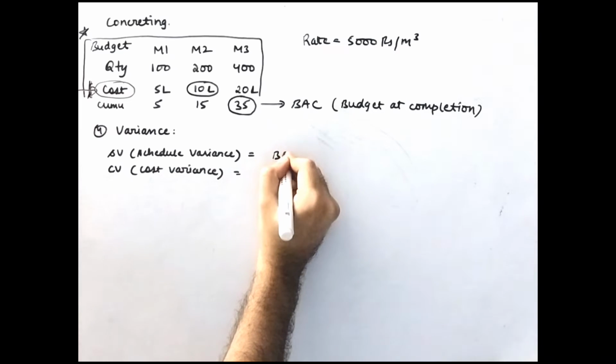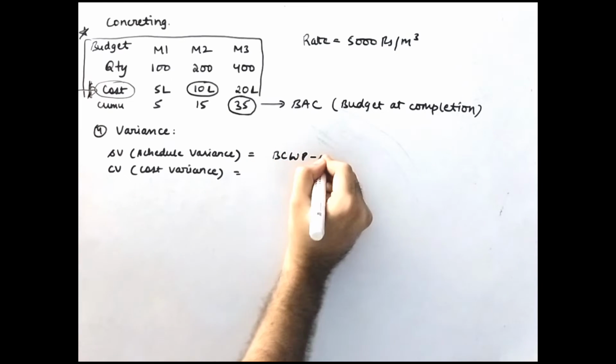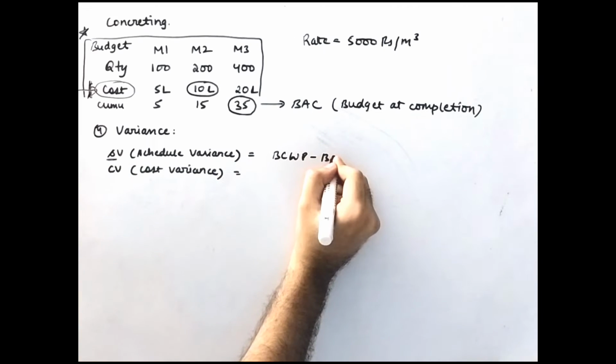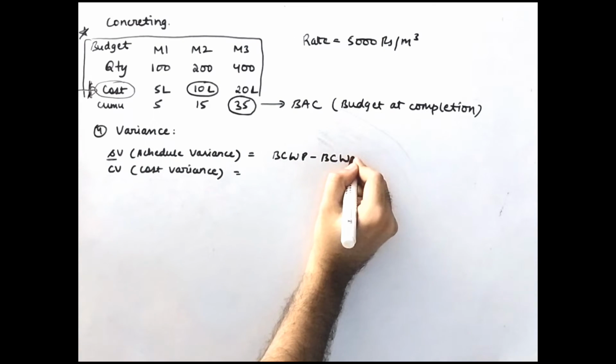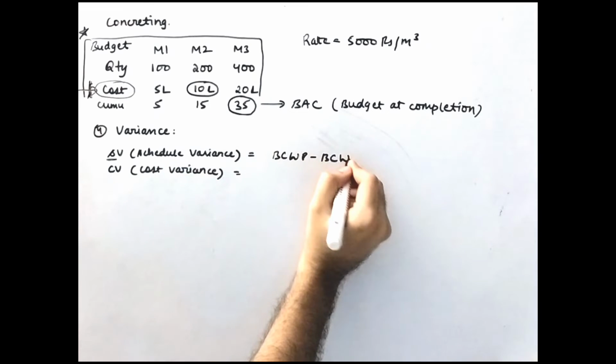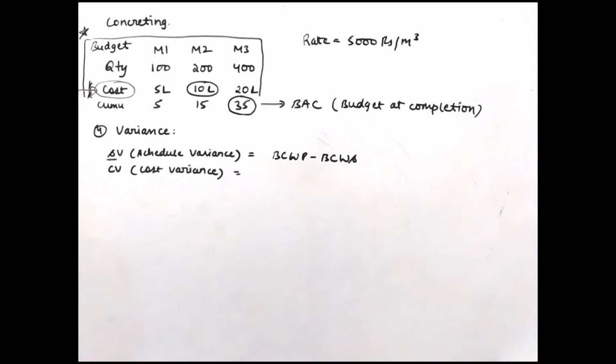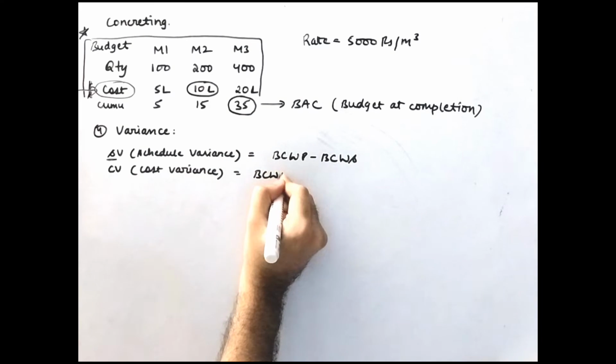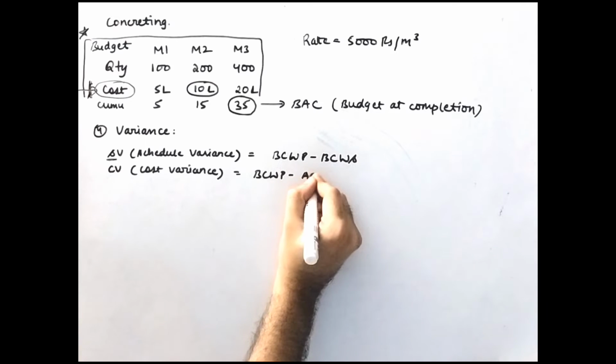Schedule variance is your BCWP. Now see, since it's related to schedule, it will only be reflected with budgeted cost of work performed minus budgeted cost of work scheduled. Similarly for cost variance, I'll tell you with the example, don't worry. This will be BCWP minus ACWP.